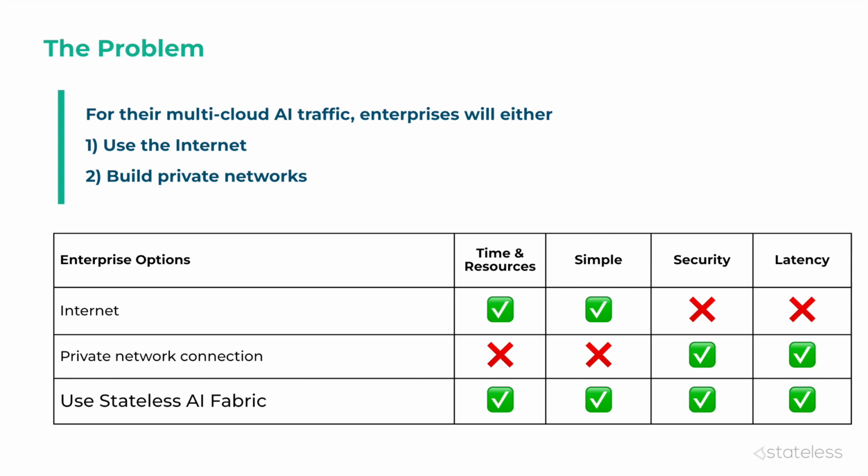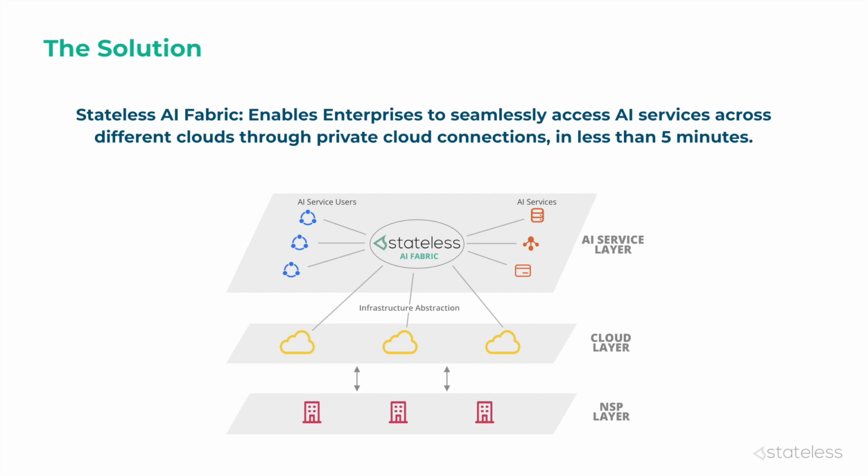With Stateless AI Fabric, we aim to give you the simplicity and low time and resource cost of using the internet with the security and low latency that you get with a private network connection. With Stateless AI Fabric, you can seamlessly access AI services across different clouds using private cloud connections and do so in less than 5 minutes.